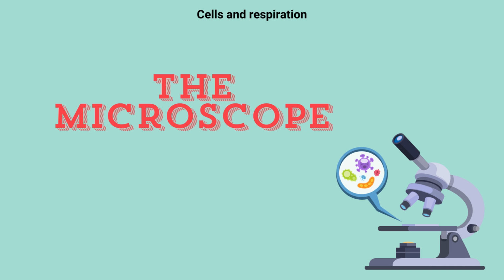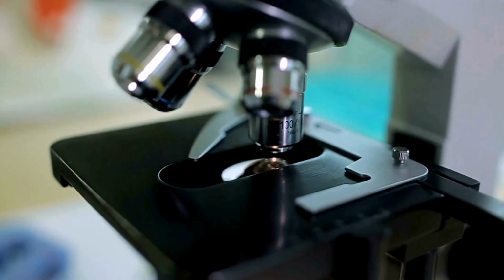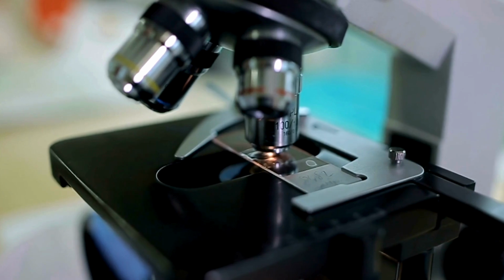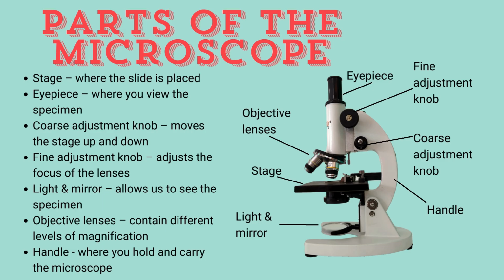In this video, we will be introducing the microscope. A microscope is used to look at objects, like cells that are too small to see with the naked eye. They magnify the objects to make them look bigger, so we can see and observe them.